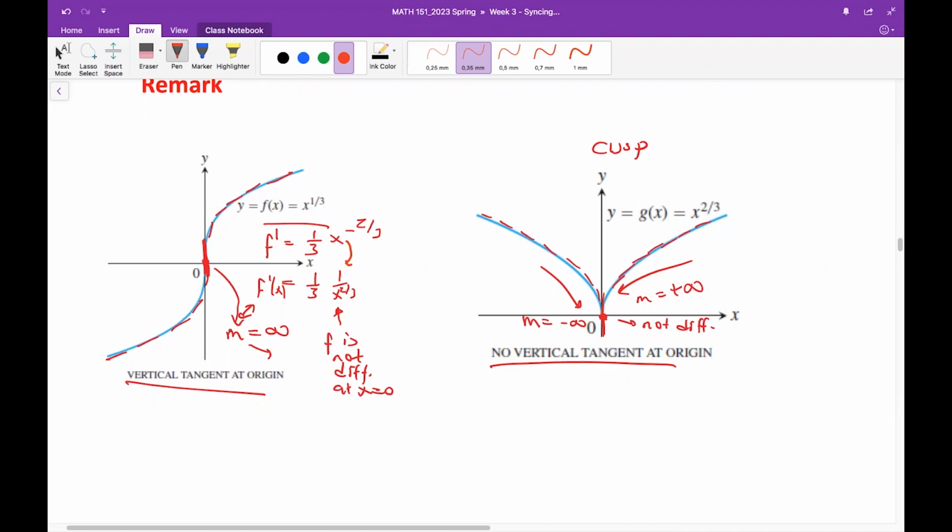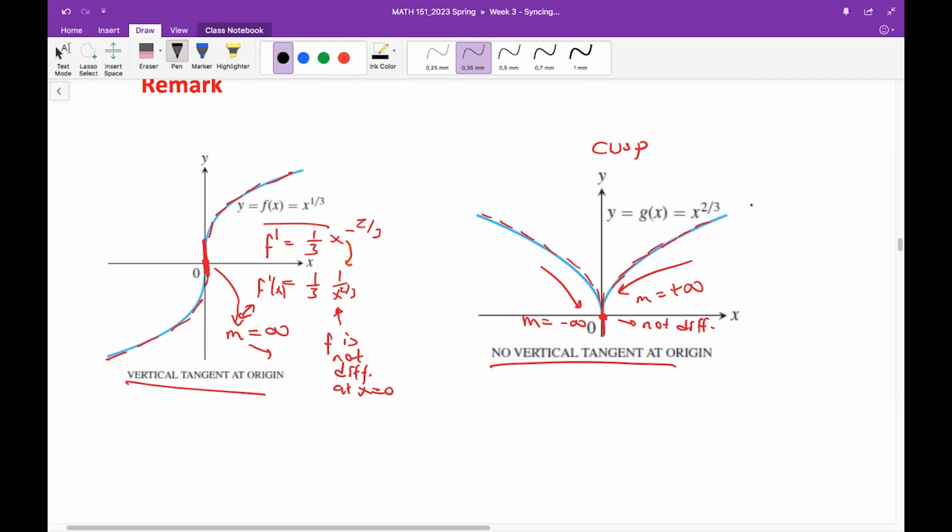And this is a very nice example showing you that even if your function is not differentiable at some point, you may still have a vertical tangent there. But in the second one, your function is not differentiable, and also there is no vertical tangent line because of these minus infinity and plus infinity slopes on one side and the other side.